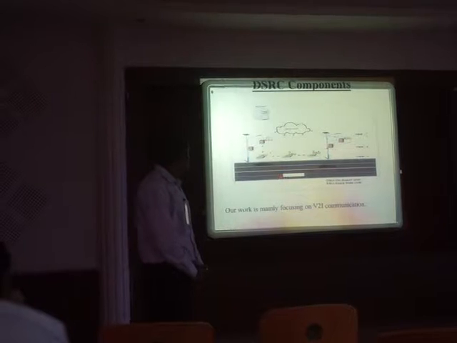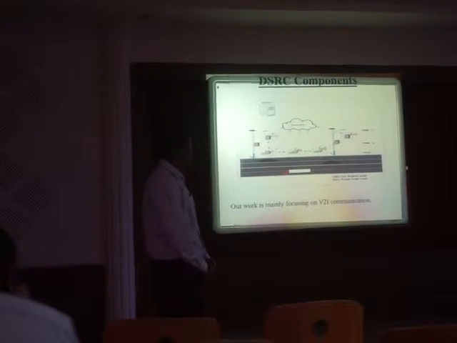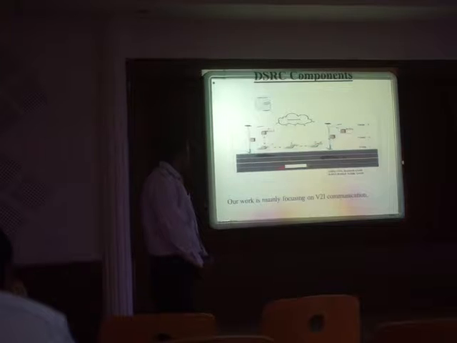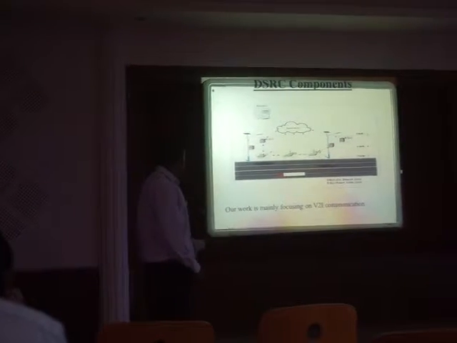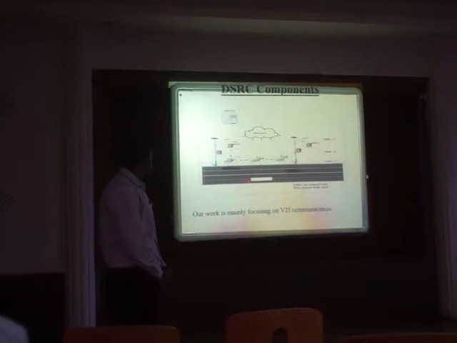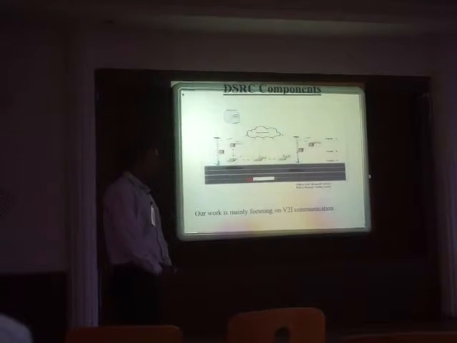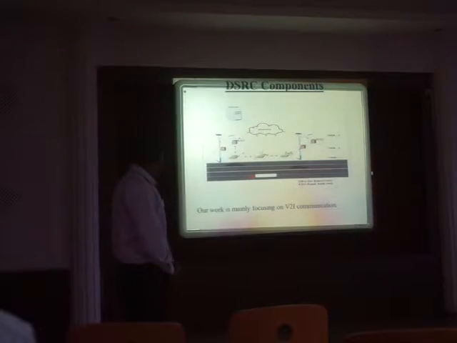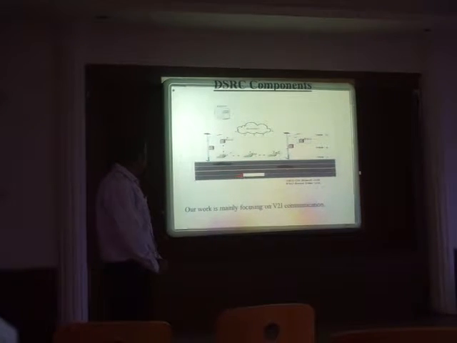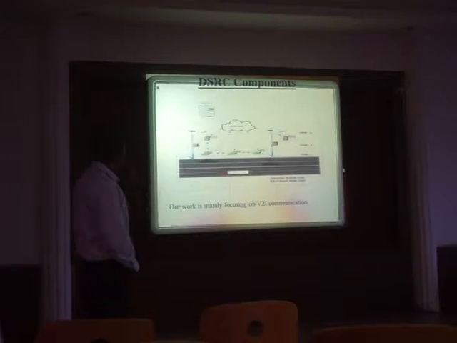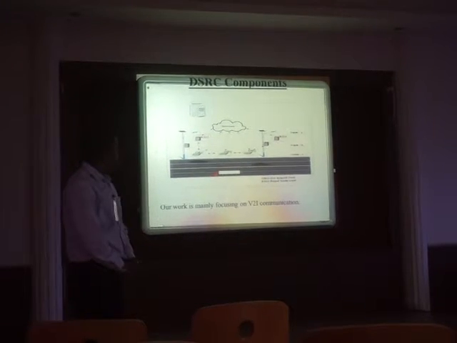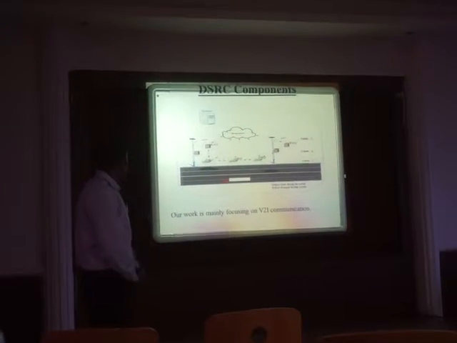I would like to introduce the basic components of DSRC. DSRC basically comprises RSU, OBU, and one server. OBU is the onboard unit and RSU is the roadside unit. OBUs are kept on the vehicles and roadside units are kept on poles on the roadside. The RSUs form a backhaul network, which in turn is connected to a server, so that the information from the server can be transmitted to the RSU, which in turn can communicate with the OBU.